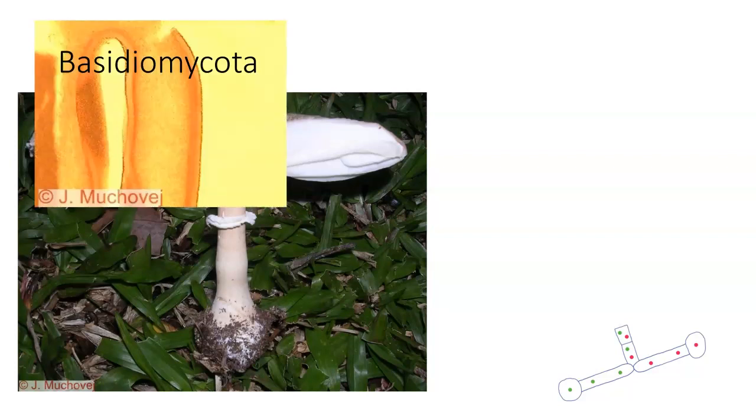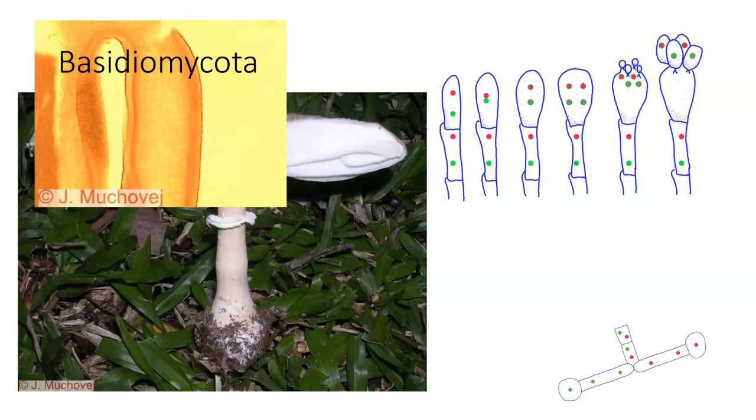If you cut the gills open, you will see the gills like this. On the edges of the gills, we get the formation of the basidium. You start out with hyphae that are dikaryotic. It's got 1 green and 1 red nucleus. They're haploid. They migrate into the tip, which is going to become the basidium.